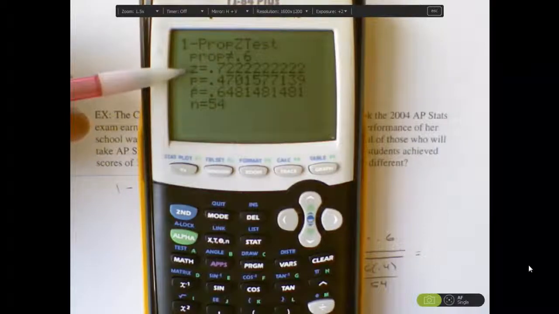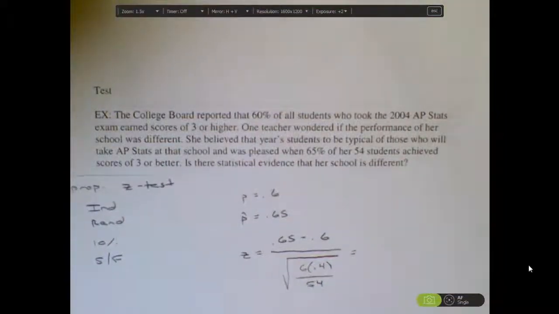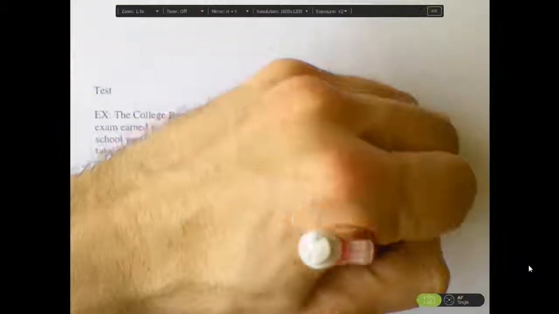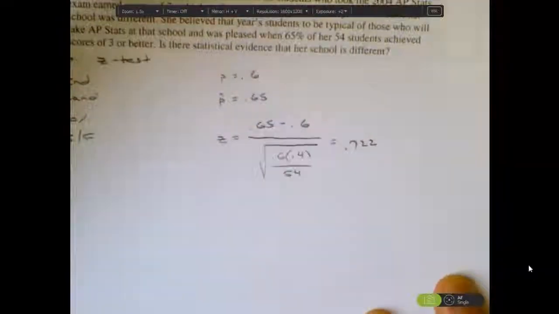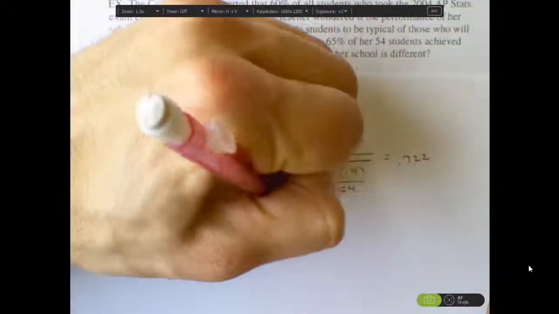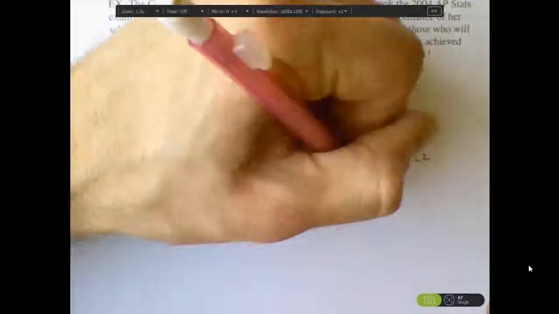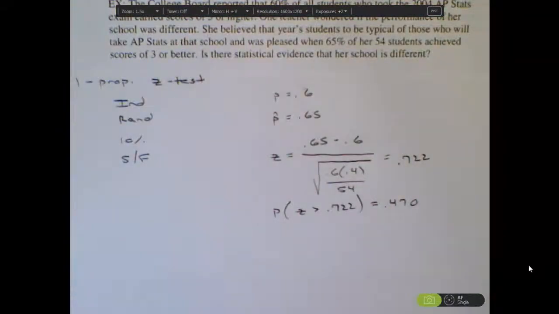So there's my test statistic, there's my p-value, 0.722. So my z-score here is 0.722, and to get my p-value, I have the probability that z is greater than 0.722 is equal to 0.470. So about a 47% chance. So we'd fail to reject the null. There's weak evidence. Okay, moving on, taking a look at the next question.